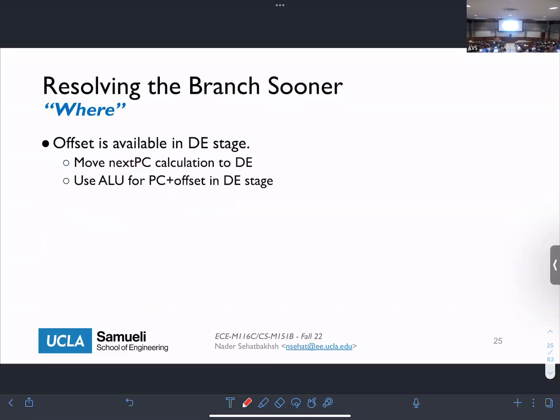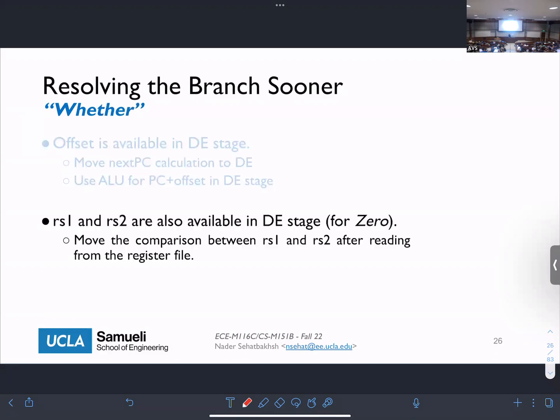Remember, the where part was the part where we get the PC and add it to our immediate, right? So all we need to do is move the next PC calculation into the decode stage. So that adder and that multiplexer and all those things, if we move them to our decode stage, then we solve this problem. Okay. So that's one thing we need to do.